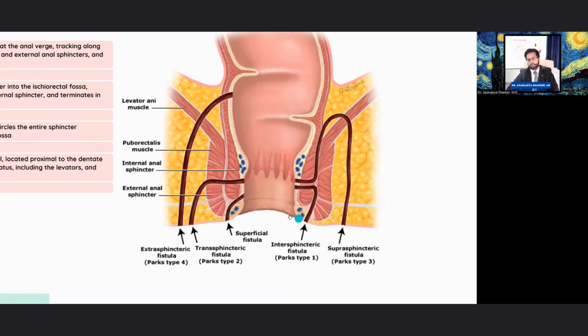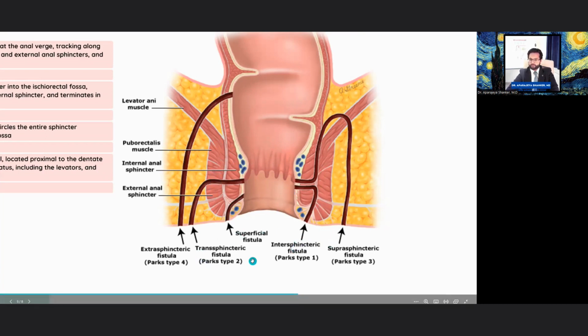This is the skin essentially. This is the internal anal canal. Like this is the hemorrhoidal plexus, right? And this is the internal anal sphincter. This is the external anal sphincter, right? Now, in fistulas, you have 4 different types of fistulas.